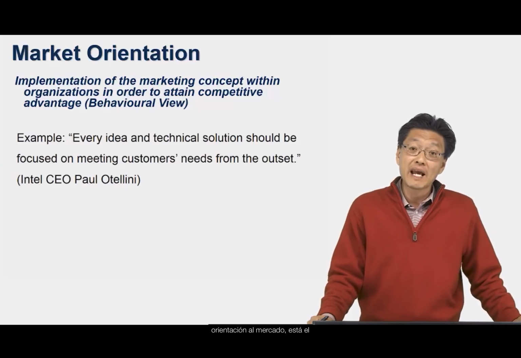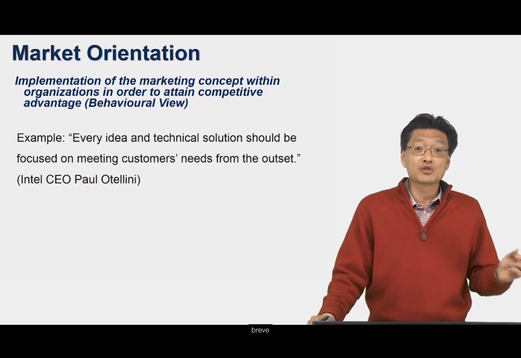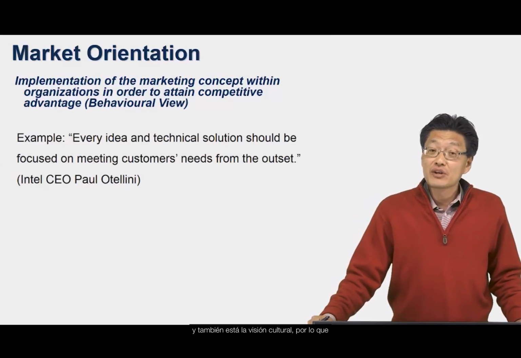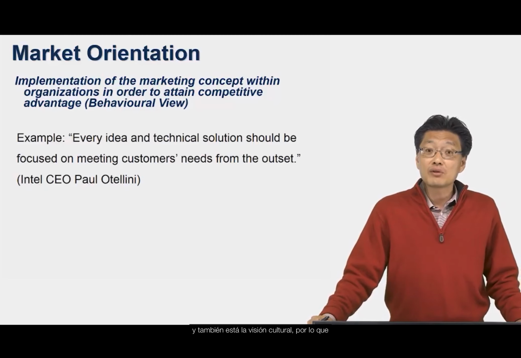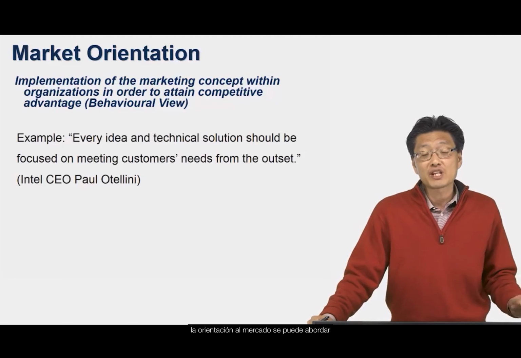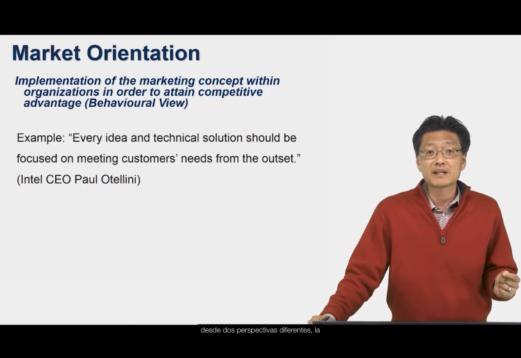There is the behavioral view, which we will talk about shortly, and there's also the cultural view. So the market orientation can be approached from two different perspectives. The first is a behavioral view, and then the other is a cultural view.